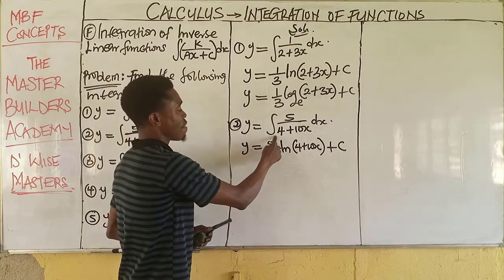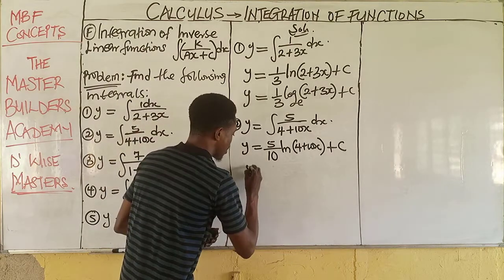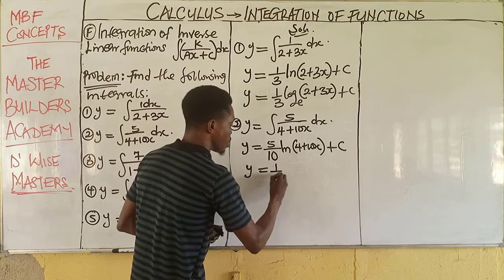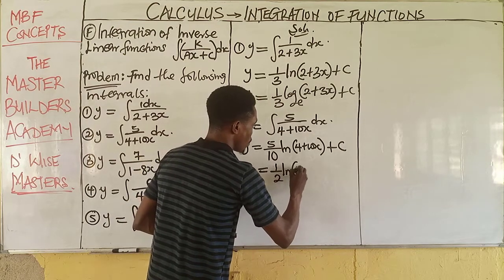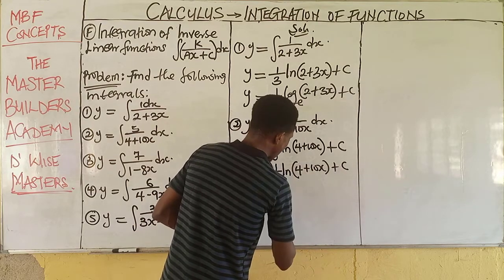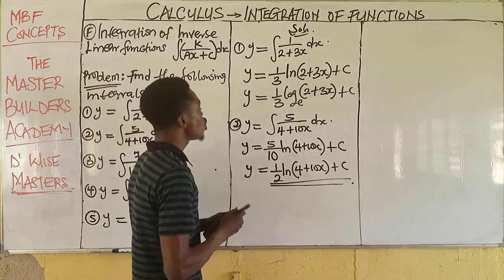Now, 5 can go into 10, or 10 is divisible by 5. So our final answer would be: 5 into itself is 1, and 5 into 10 is 2. So we have 1 over 2, ln of 4 plus 10x, plus c. This is the answer to this question number 2.